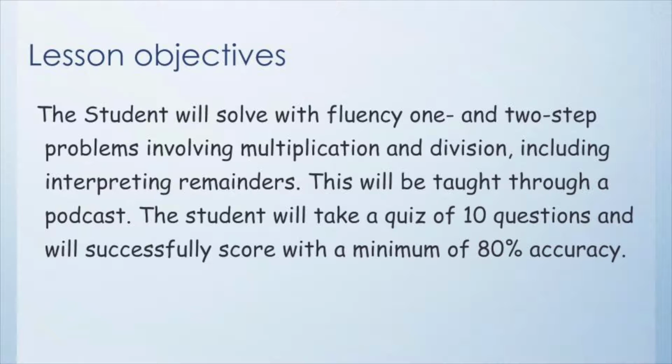The lesson objective is the student will solve with fluency 1 and 2-step problems involving multiplication and division, including interpreting remainders. This will be taught through a podcast. The student will take a quiz of 10 questions and successfully score a minimum of 80% accuracy.